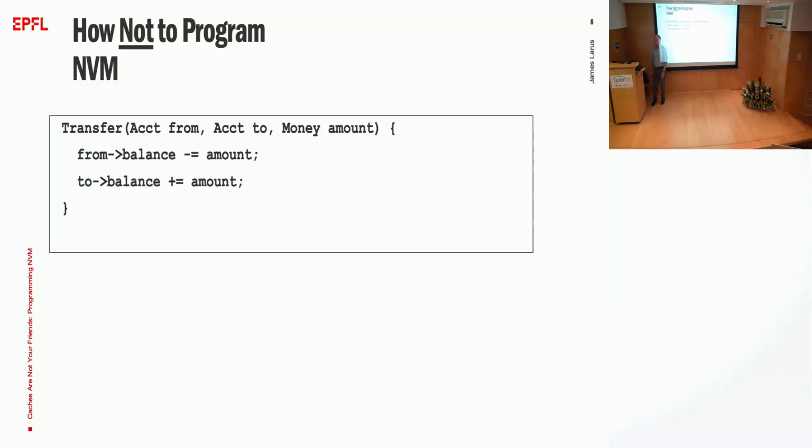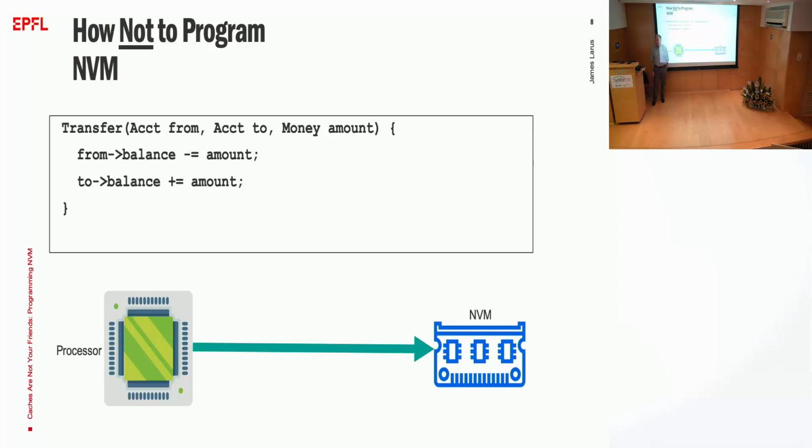This is the classic example of transferring money between two accounts in a bank. You debit one and you credit the other one. If you do this with non-volatile memory, there's no real guarantee as to what results you're going to get. The problem is that this is the model you're programming to: the processor is talking to the non-volatile memory directly. So when you do your debit, it goes to non-volatile memory, and when you subsequently do the credit, it goes to non-volatile memory. This is your programming model.